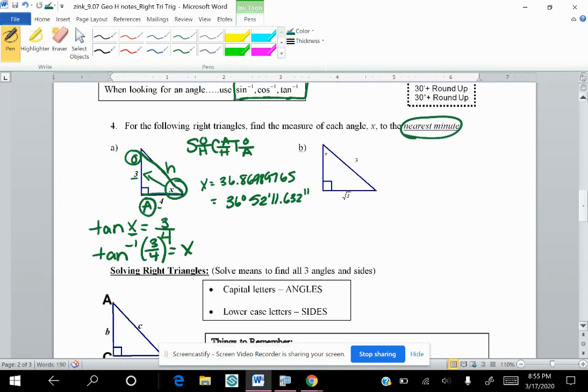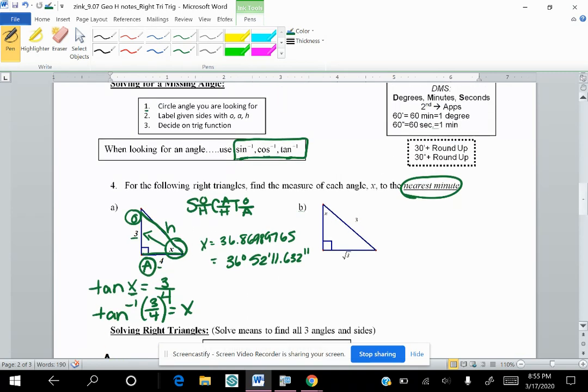So how do we round this? Well, I want you to think about time. How many seconds are there in a minute? Well, there's 60 seconds in 1 minute. And then there would be 60 minutes in 1 degree. So when we're rounding, instead of using our 0.5 and up, we're going to use 30 or more. So if it's 30 seconds or more, you're going to round up to the next minute. If it's 30 minutes or more, then you're going to round up to the next degree.